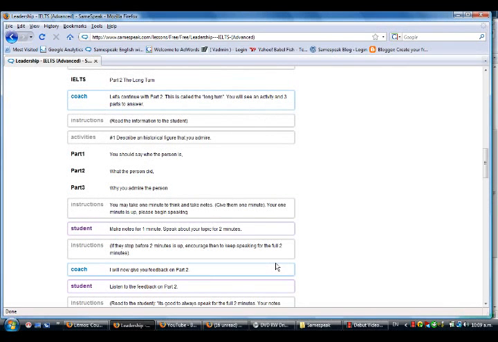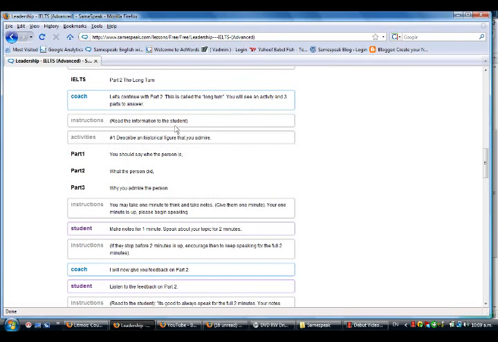So in part 2 of the advanced lesson for IELTS, you're going to give them an activity and get them to speak about it. The activity says, number 1, describe an historical figure that you admire. Part 1, you should say who the person is. Part 2, what the person did. And part 3, why you admire the person.